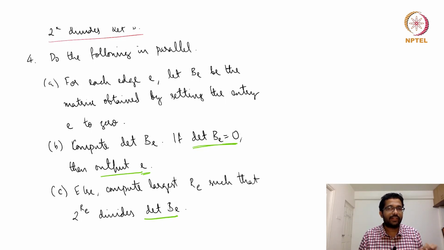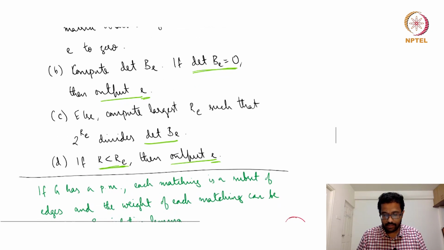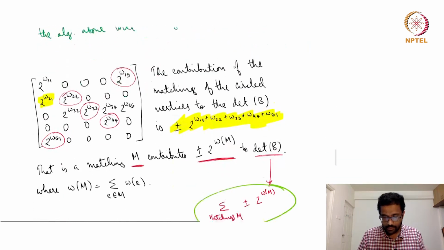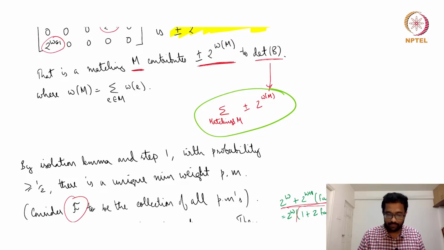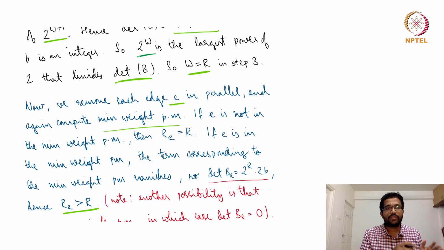And then you compute the largest R, and then you do it for each edge in parallel. You remove the entry corresponding to that edge and then compute the determinant. You call it B_E, the determinant of B_E. Then for each B_E you compute R_E, the largest R_E such that 2^R_E divides the determinant of B_E. And then if either R_E is strictly greater than R, or if the determinant of B is 0, then you output E. And this works whenever the isolation lemma has worked. If there is a unique min weight perfect matching, this algorithm correctly outputs in parallel each edge that is in the perfect matching.